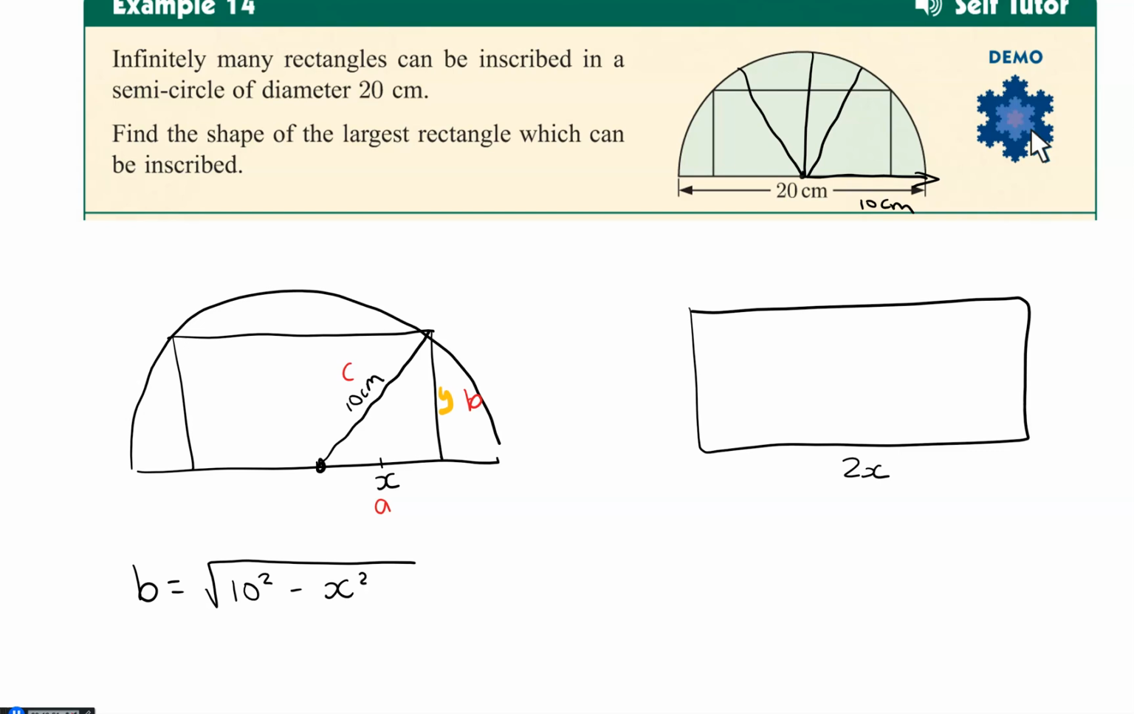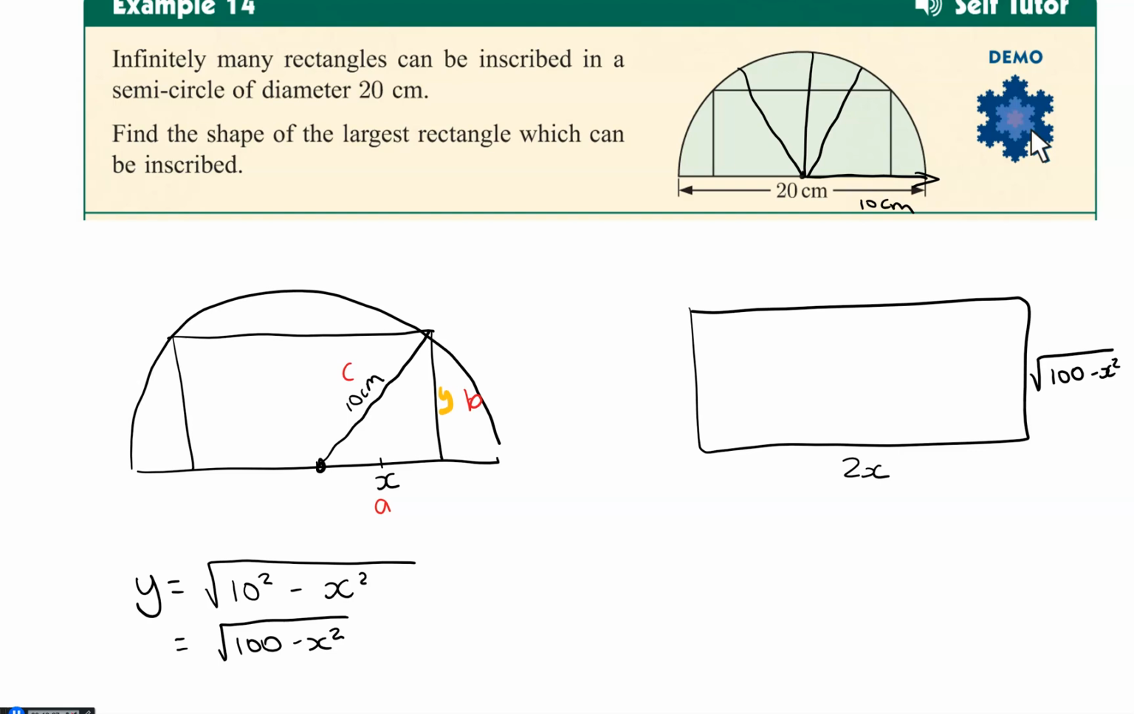So B is equal to, or well, that's y really now, is equal to the square root of 100 take x squared. And so instead of calling this side y, I'm going to call it the square root of 100 take x squared. So now let's go from there.